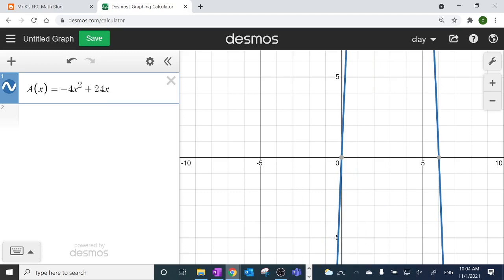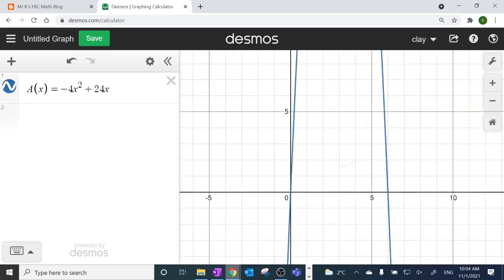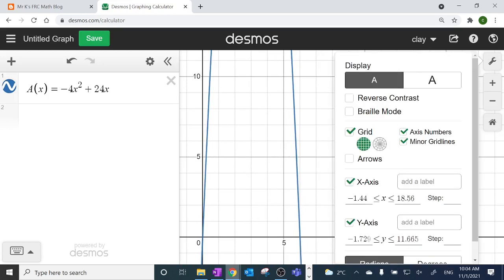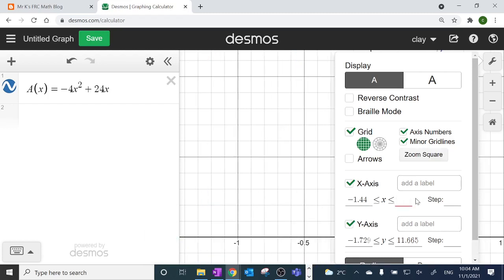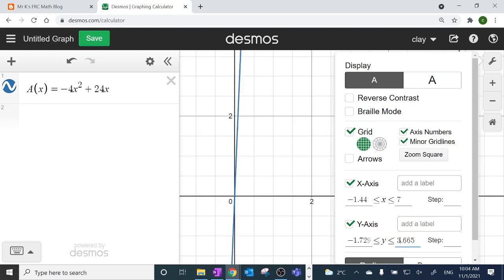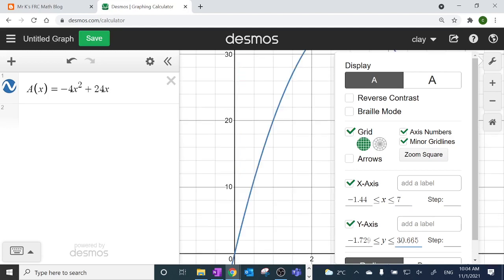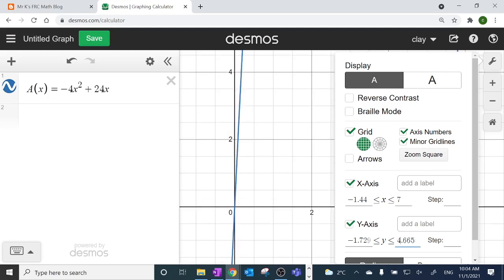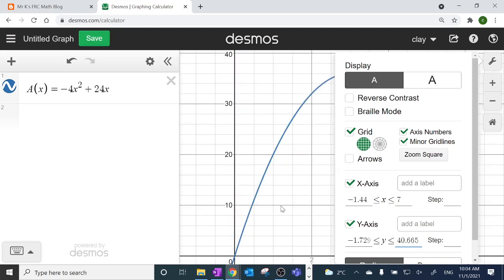And once again, we got that same problem, so I'm just going to move this over and then play with the intercepts here. So I don't need to go all the way to 18. It looks like if I go to 7, I've got plenty of space to see the graph. And the height going to 11 is not high enough. Let's see, what if we go to 30? 30 something. Nope, not high enough. 35, not high enough. 40, winner.